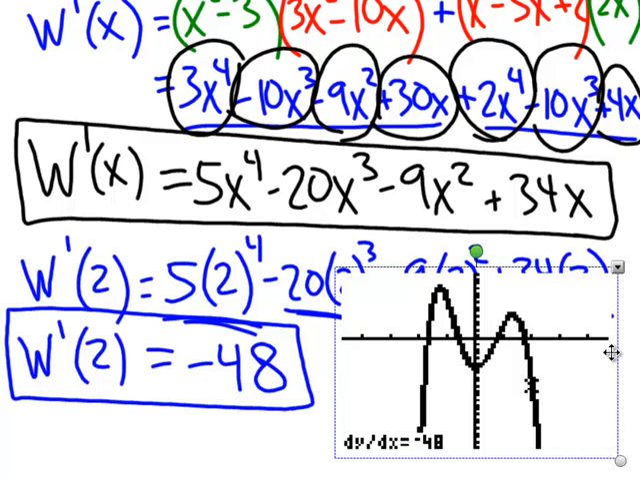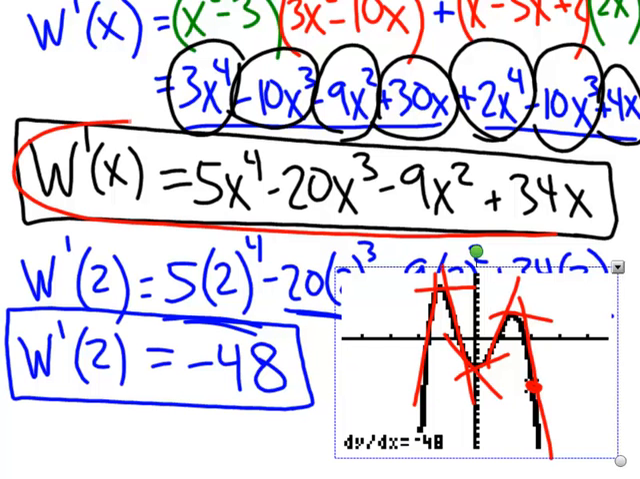And again, I'll just remind you that that means that the slope here at this point, the slope of that tangent line is negative 48. And if I wanted to find the slope of any of these other tangent lines at these other c or x values, I would plug in the appropriate x value here.